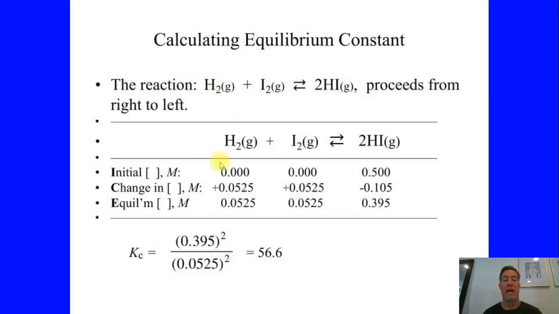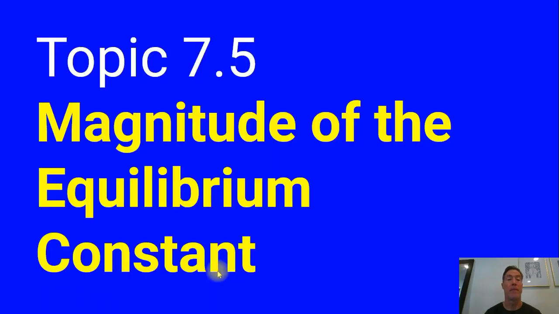Here's our reaction. At equilibrium we have our equilibrium concentrations. We simply plug those into the Kc expression, which is going to be products squared over our reactants taken to just the single power. But since we're multiplying them together, this is going to give us this expression.